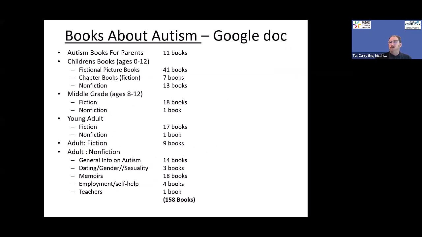But Books About Autism, the Google Doc, includes, the last time I looked, 158 books. It includes books for parents, children's books, middle school age books, young or middle grade books, young adult, and there's both fiction and nonfiction in those. There's adult fiction books and then adult nonfiction books. So there's resources about general information on autism, dating, gender, sexuality, employment, self-help, and a book for teachers. And we're always looking to add to that list. And it's a group of autistics that keeps this list up and has approved these resources.